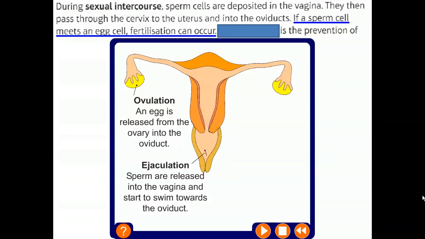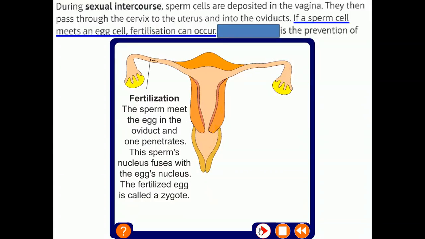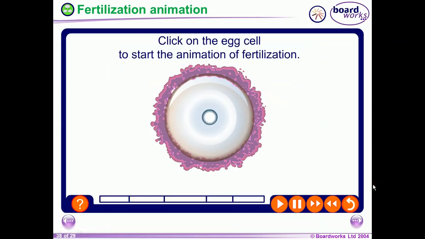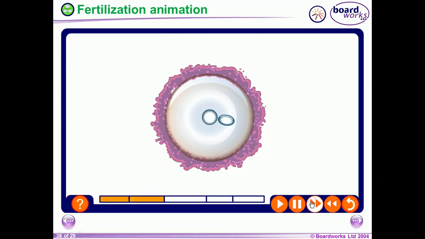If a sperm cell meets an egg cell, fertilization can occur. You can see here in this example that after ejaculation the sperm move towards an egg, and fertilization is when the nuclei of both of those gametes fuse together. You can see that happening here.